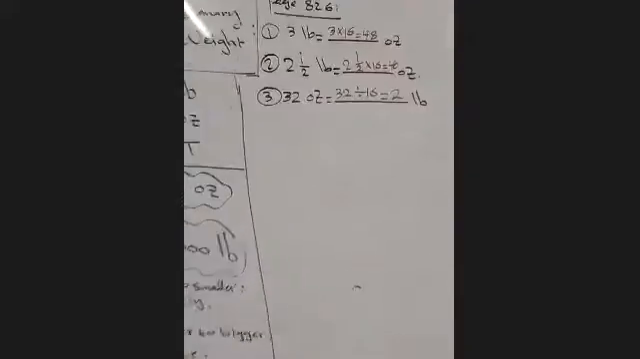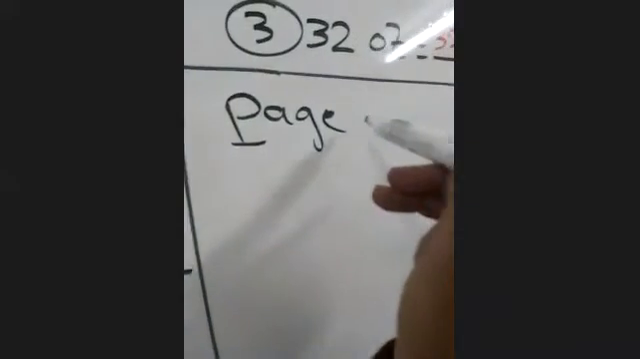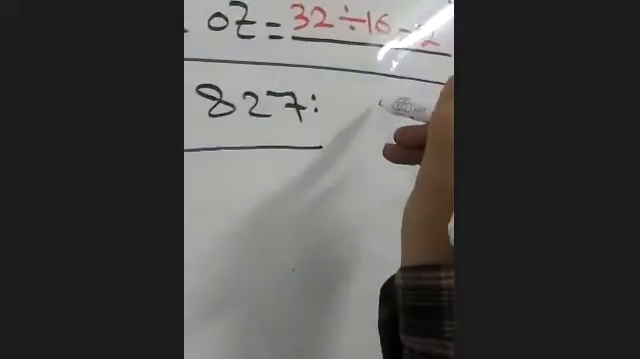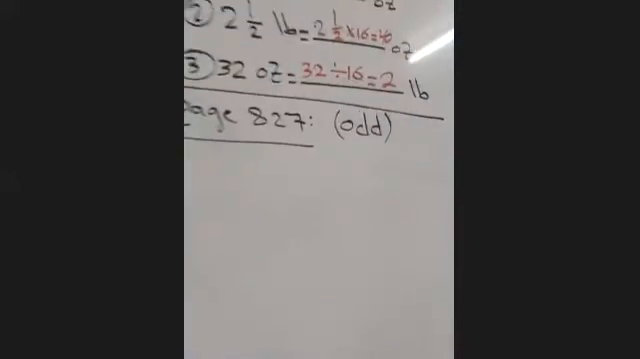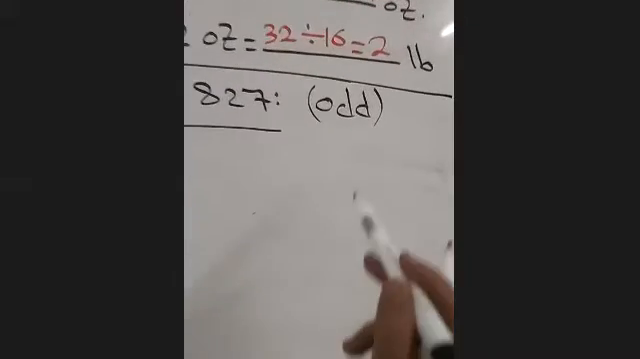This is page 826. Now, if you have any questions about this idea, you can ask me. If you don't, let's see the exercises on page 827. We are on page 827 now, and we will do the odd numbers. At your home, you will do the even numbers as a practice, but here we will do the odd exercises.